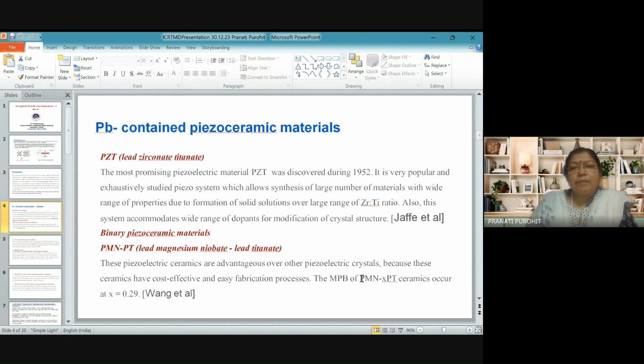So this is PMN-XPT, where PMN is 1 minus X and PT is X. In this way, it is found that this material shows maximum piezoelectric property when X is around 0.29, and this is the most cost-effective material. This material can be easily synthesized by the simple solid-state synthesis method.